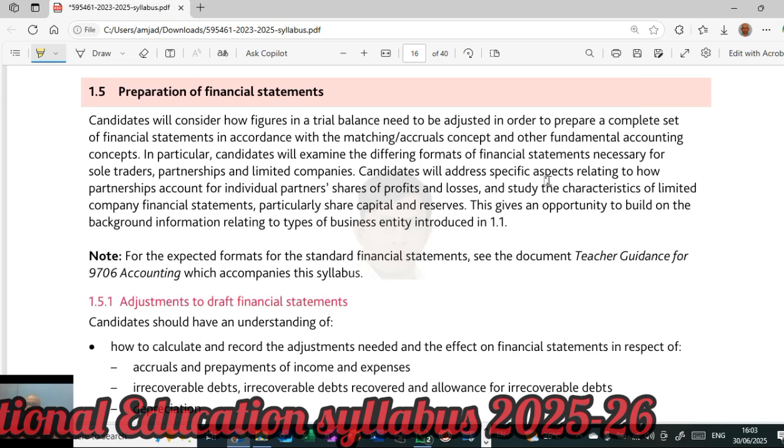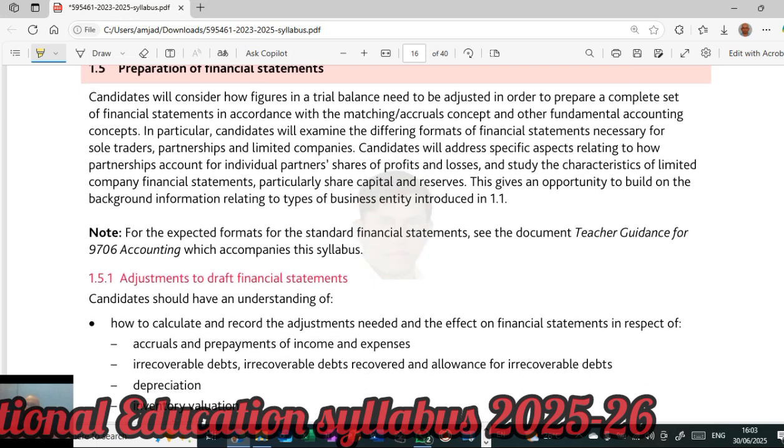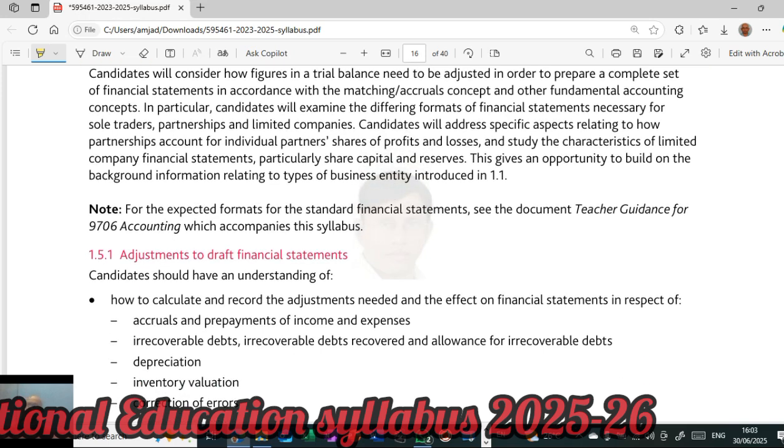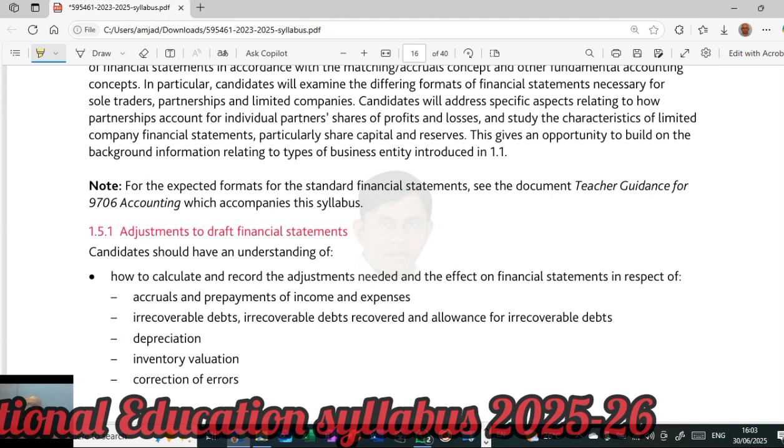So we'll address specific assets and all these things for the expected formats. Formats are given, so you can just have a look in the textbooks. We'll be discussing the formats also, so you don't have to worry about that. Then adjustments to draft financial statements. Any financial statement, whether it is an income statement or a statement of financial position, has several adjustments to be made, like how to calculate and record adjustments for accruals and prepayments of incomes and expenses. So how to record accruals, prepayments, irrecoverable debts, debts recovered, allowance for irrecoverable debts, depreciation, inventory valuation, and correction of errors.